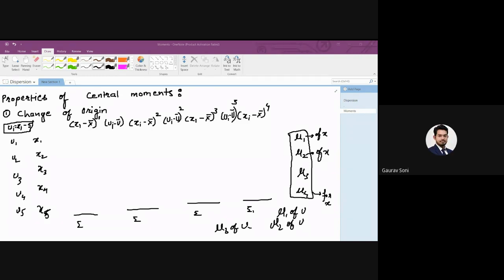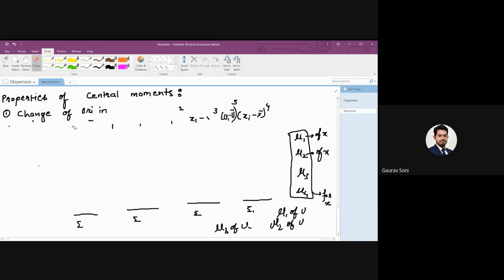Exactly. So, change of origin. Central moments are independent of the change of origin. That is the conclusion. As she said, this difference xi minus x bar and ui minus u bar, both of them are going to be the same, because you are shifting all the entries by 5 units. So that's why the first property, a very important one, is that central moments are independent of the change of origin.